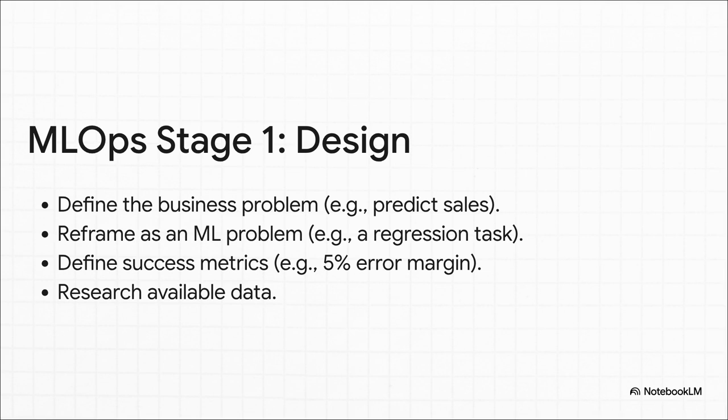And this is so important. You have to define what success even looks like. Are we happy with a 5% error margin? You have to figure this out before you do anything else. Okay, plans in place. Next up is stage 2, model development.